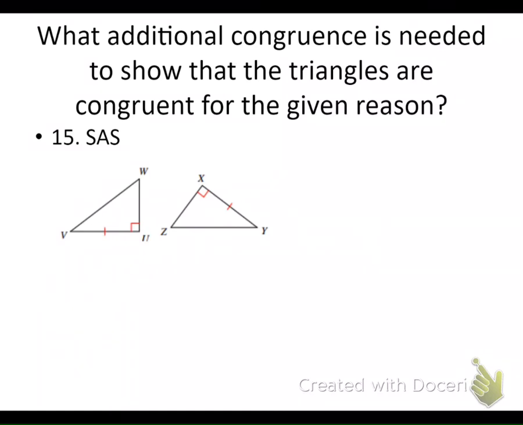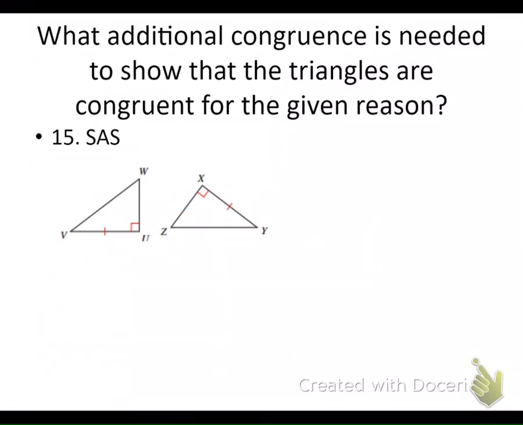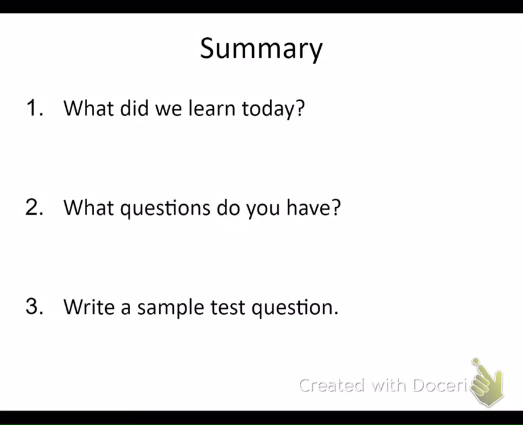And this one, to make it side, angle, side, we have a side and angle. So we need this side. So WU is to be congruent to ZX. And we'll skip that one.